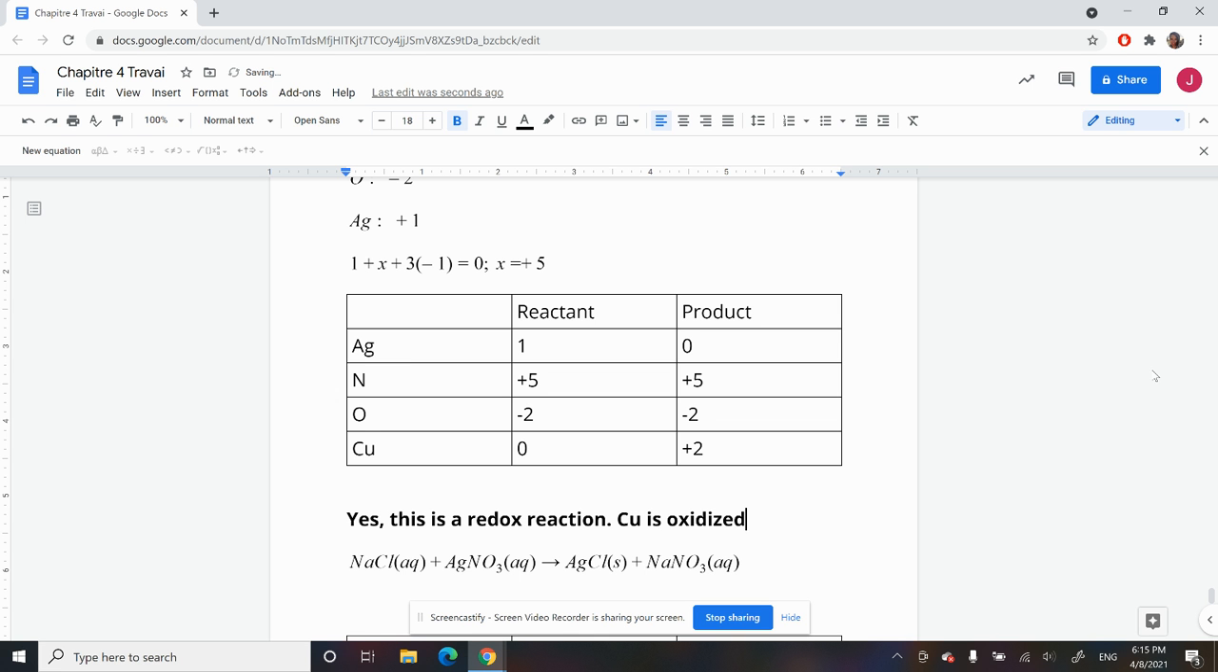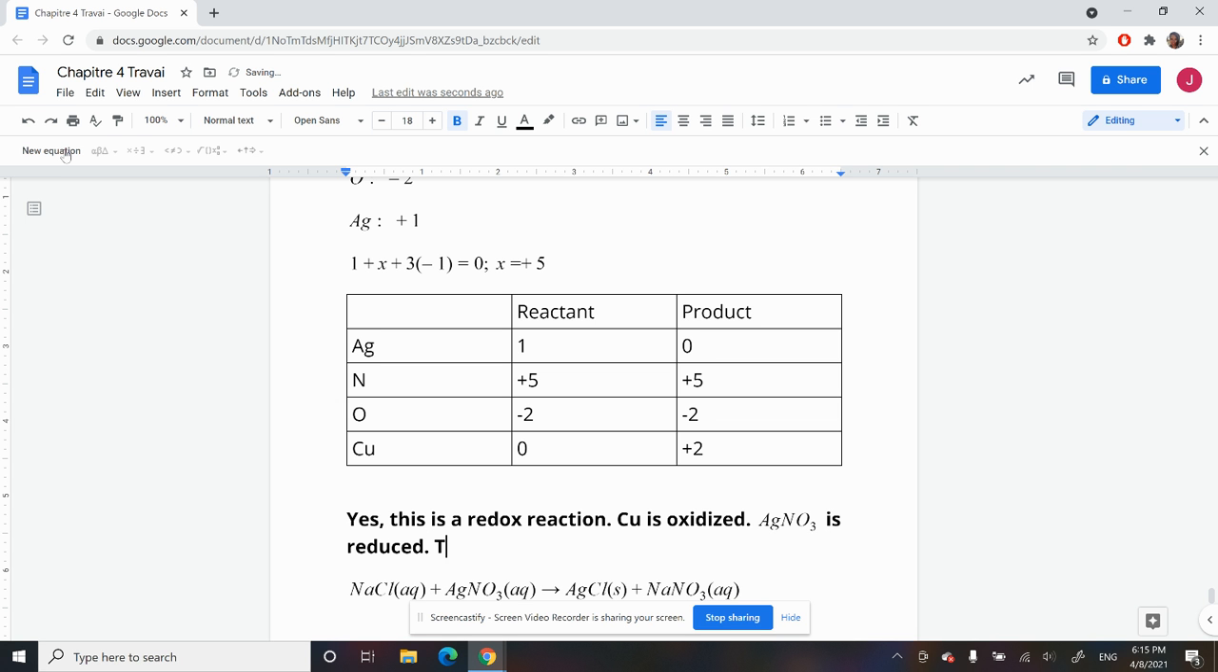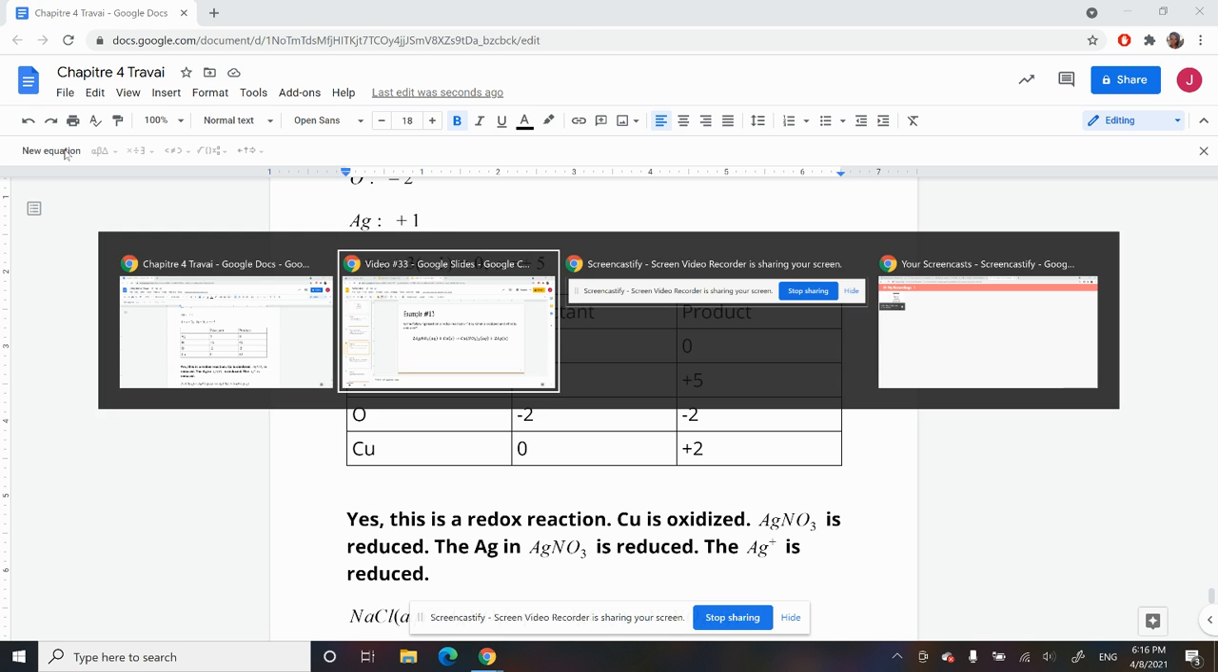But what's actually reduced, I can't just say Ag because it's actually Ag as a part of AgNO3. So you could either say AgNO3 is reduced. You can say the Ag in AgNO3 is reduced if that makes more sense to you. And because it's aqueous, you could say the Ag+ is reduced. But just saying Ag on its own is not the same thing because that's talking about elemental silver, whereas AgNO3 or Ag+, that's ionic silver, so it has very different properties.